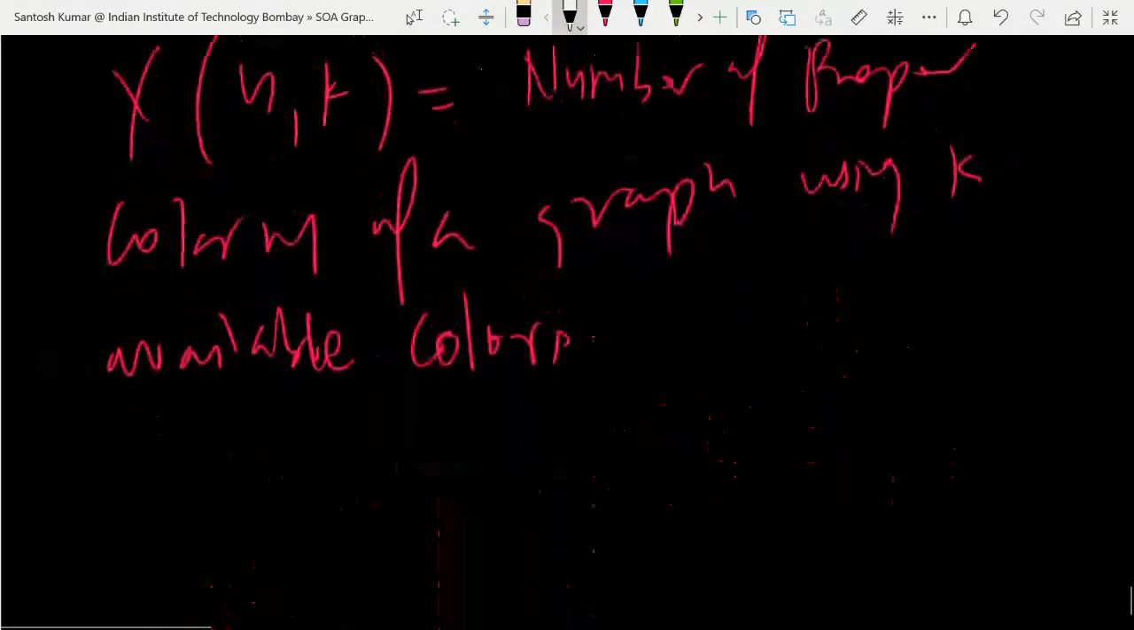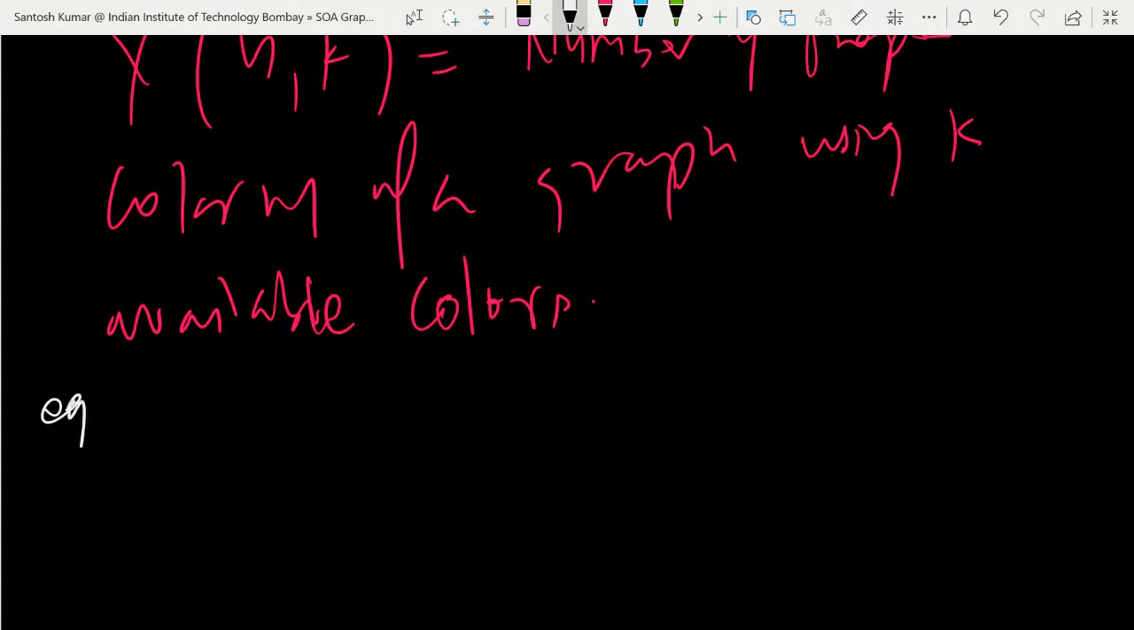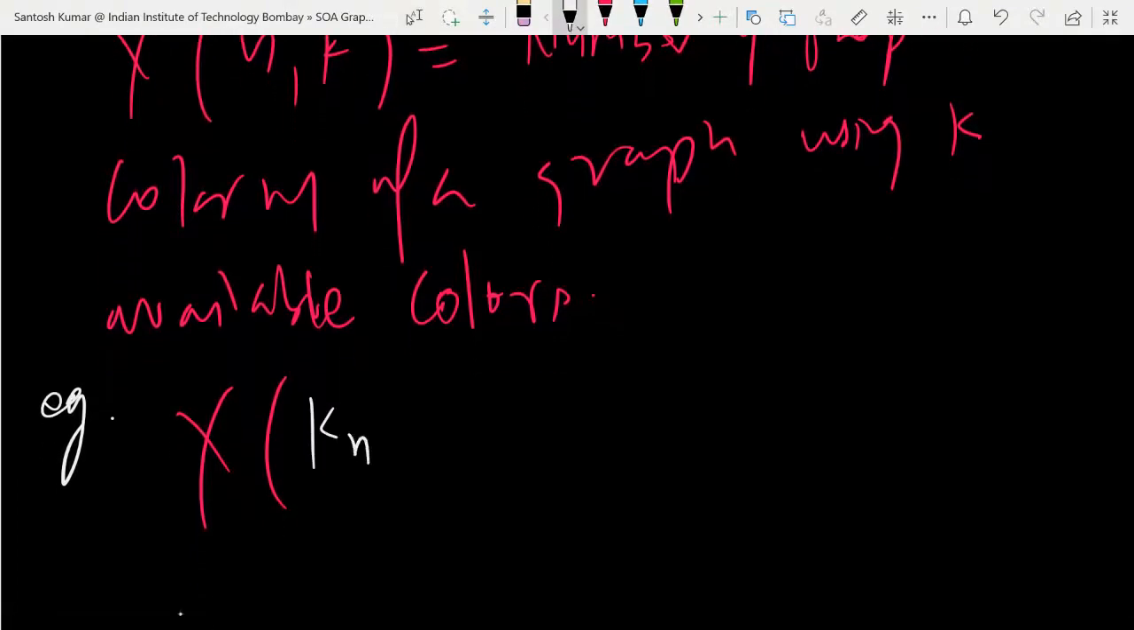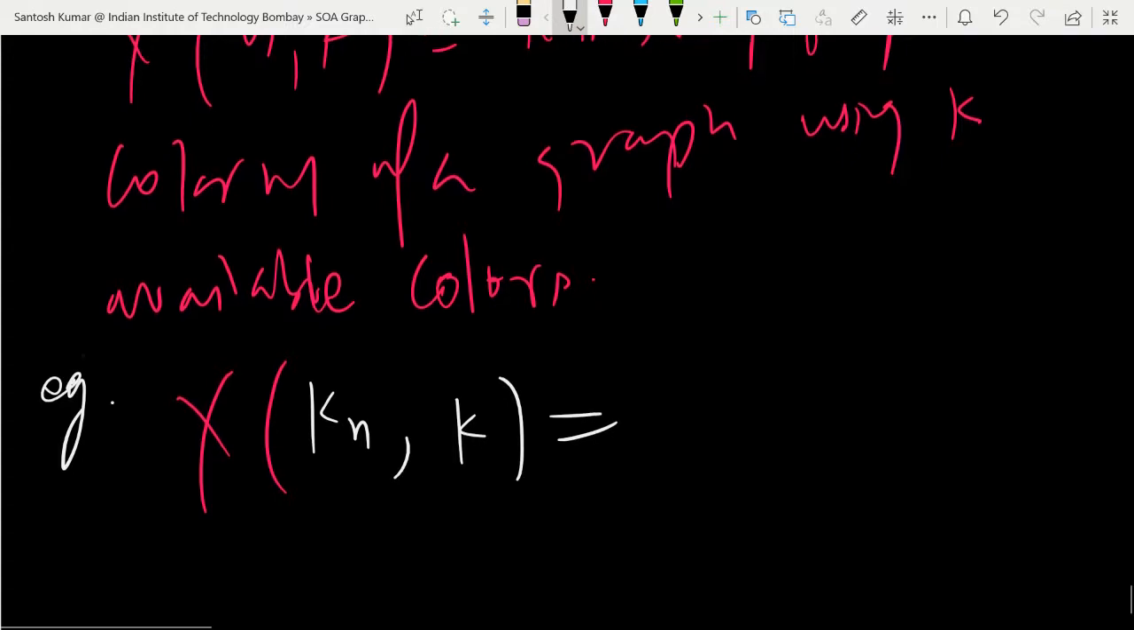I think we have seen a few results. So I would like to ask you, the chromatic polynomial, I will define it later on. Let me call the number of proper colorings of the graph Kn with k colors. So this is equal to what? Do you remember or can you derive? The number of proper colorings of Kn using k colors.